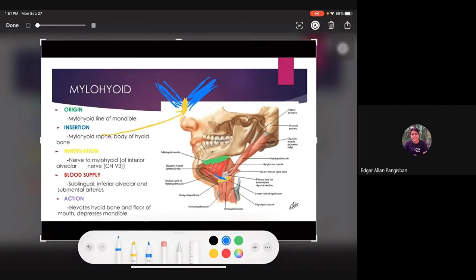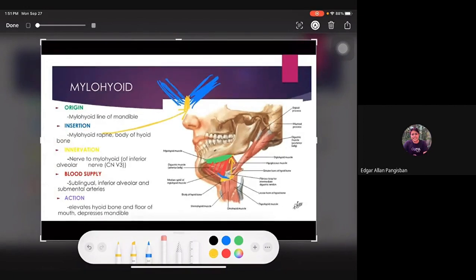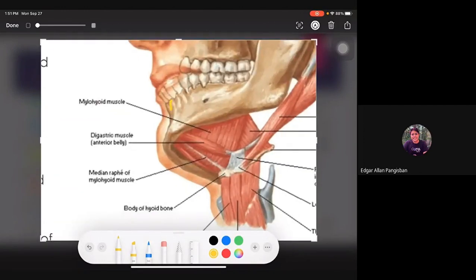Okay, now we go to the action. There are two actions of our mylohyoid. Since the origin is located above the insertion, naturally it would pull the hyoid bone upward. So it pulls your hyoid bone upward, since your hyoid bone is the movable structure. Now here comes the tricky part, the part that you would question. Our principle, as we said, is that the contraction is towards the origin. Now the other action of the mylohyoid muscle is that it would depress the mandible, or pull the mandible downward.